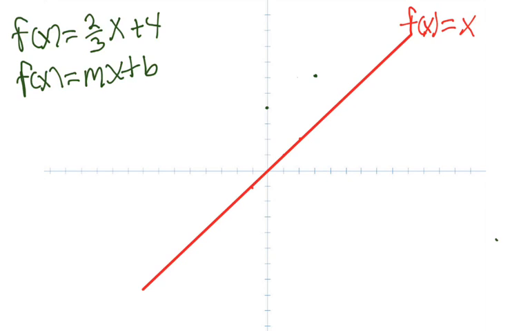There. And let's do one more point. So up 2, and then over 1, 2, 3. So roughly here. Okay, so let's go ahead and graph this line here, through those three points.